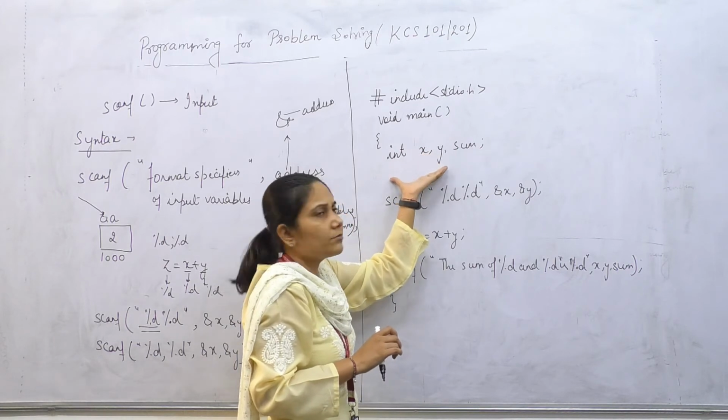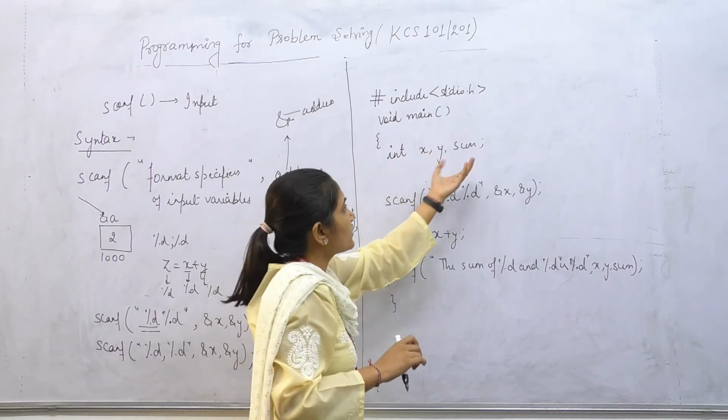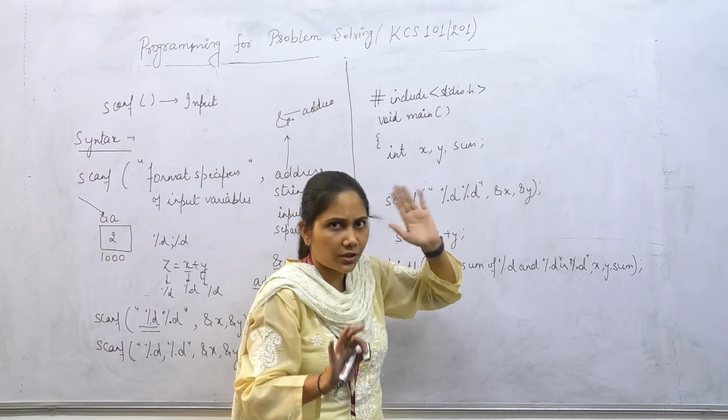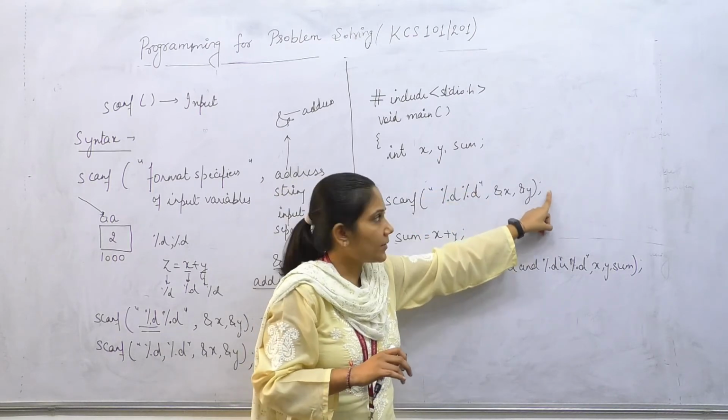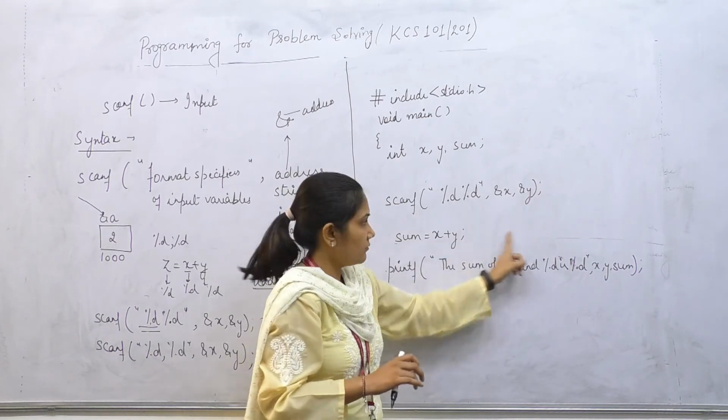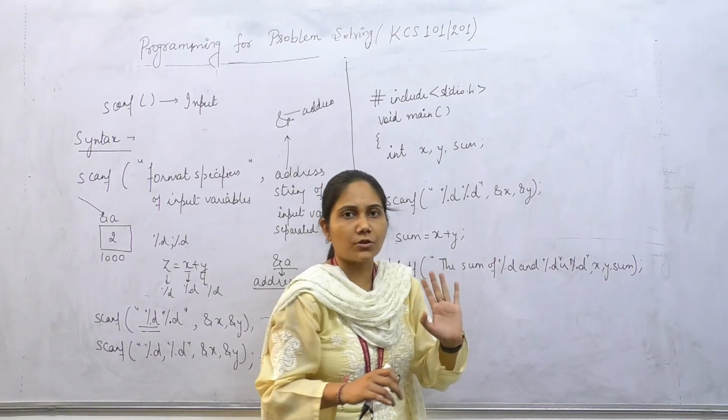But this is the variable declaration. So the declaration part is complete. I mean x, y and sum. We have only 3 variables, so we have put a semicolon here. Then the scanf part is done, semicolon. The processing part is done, semicolon. The output part is done, semicolon. Okay.